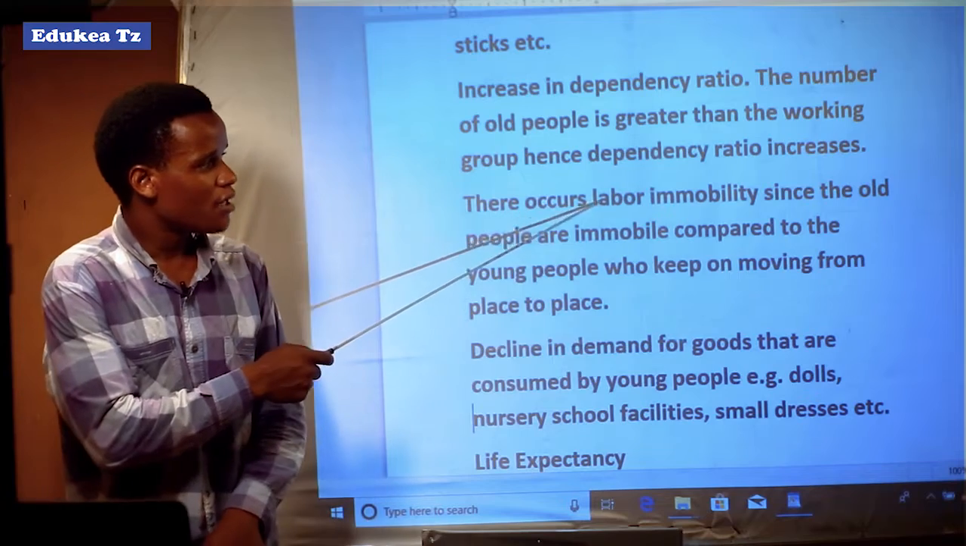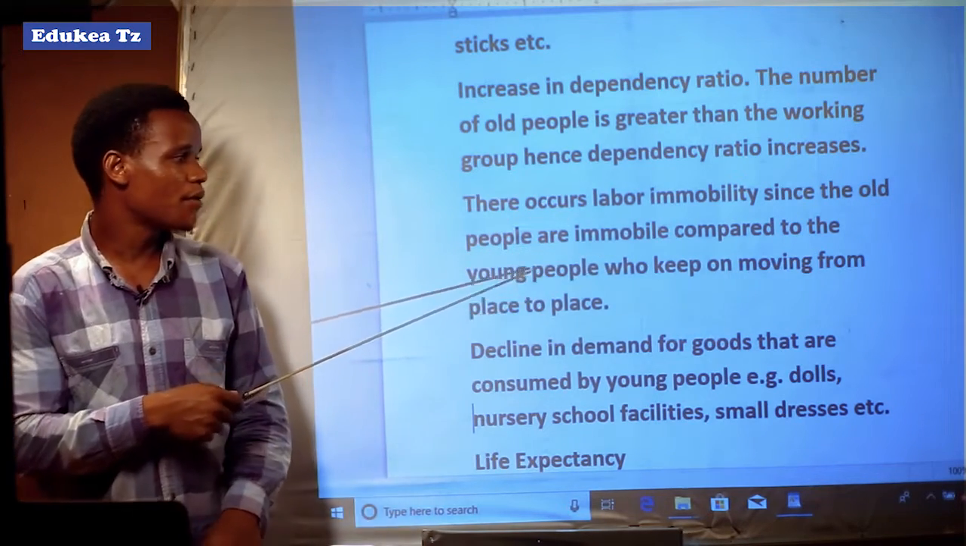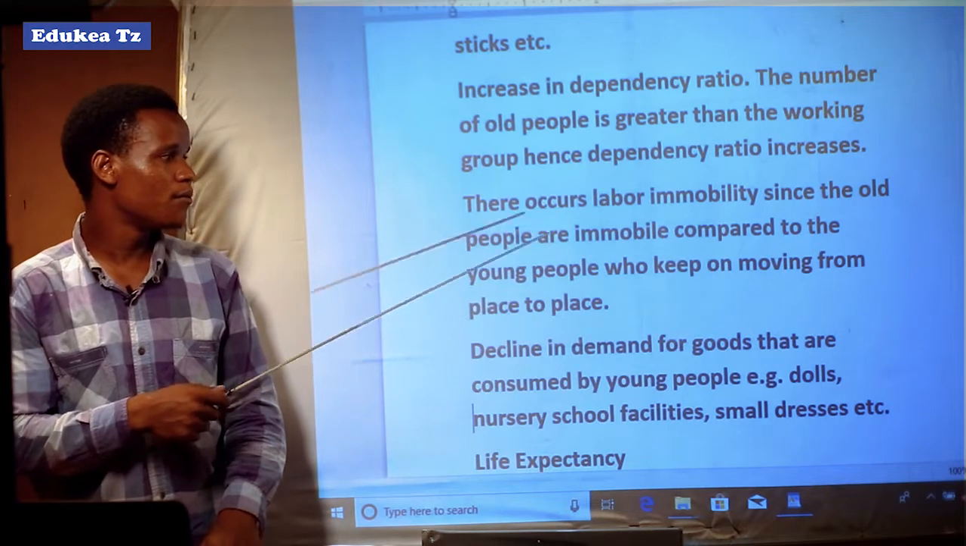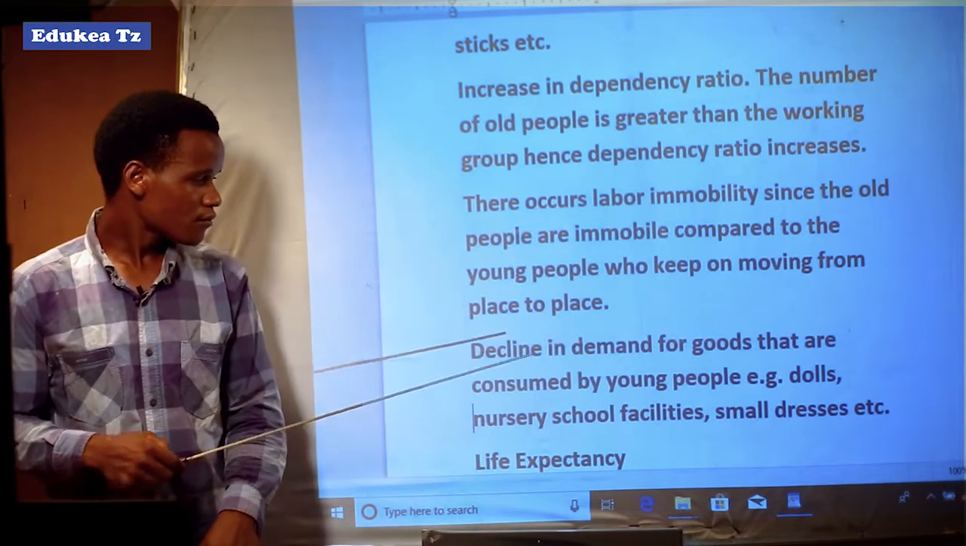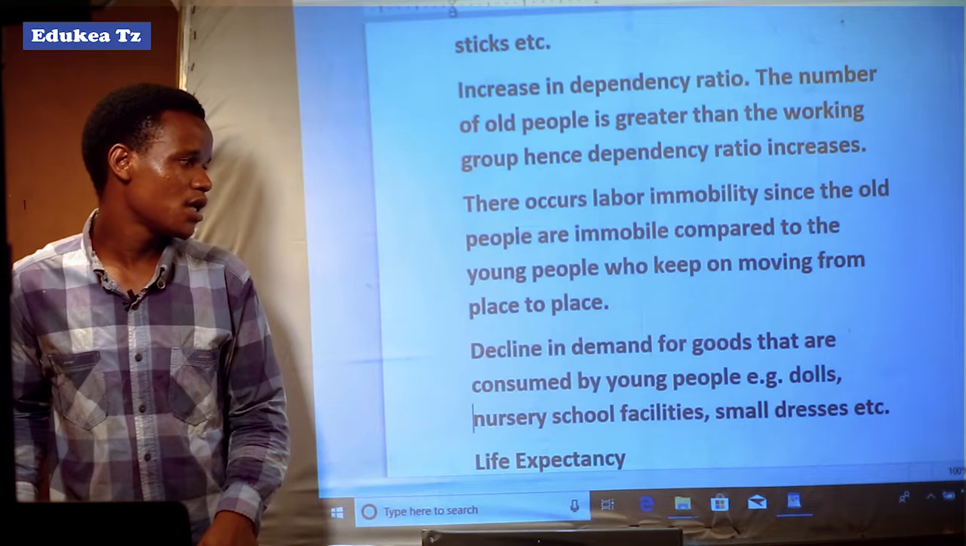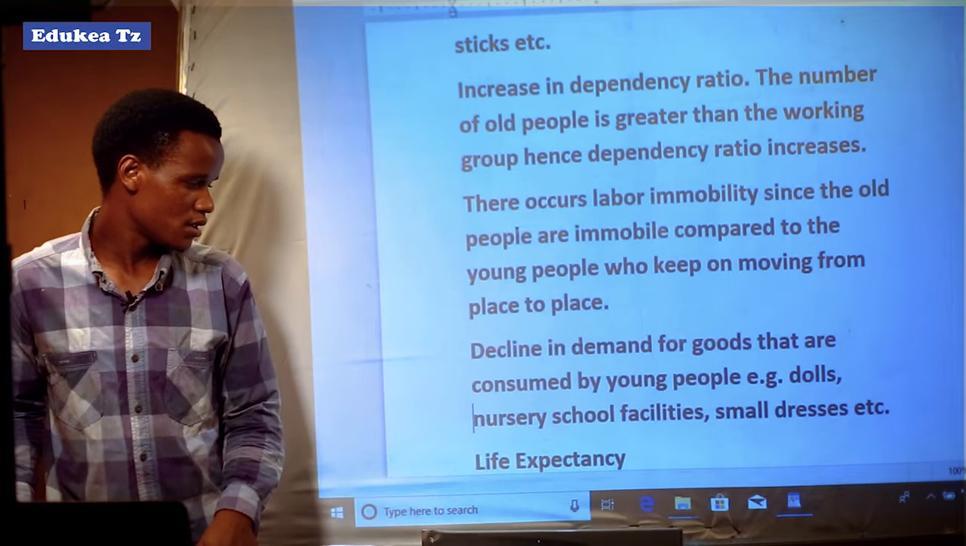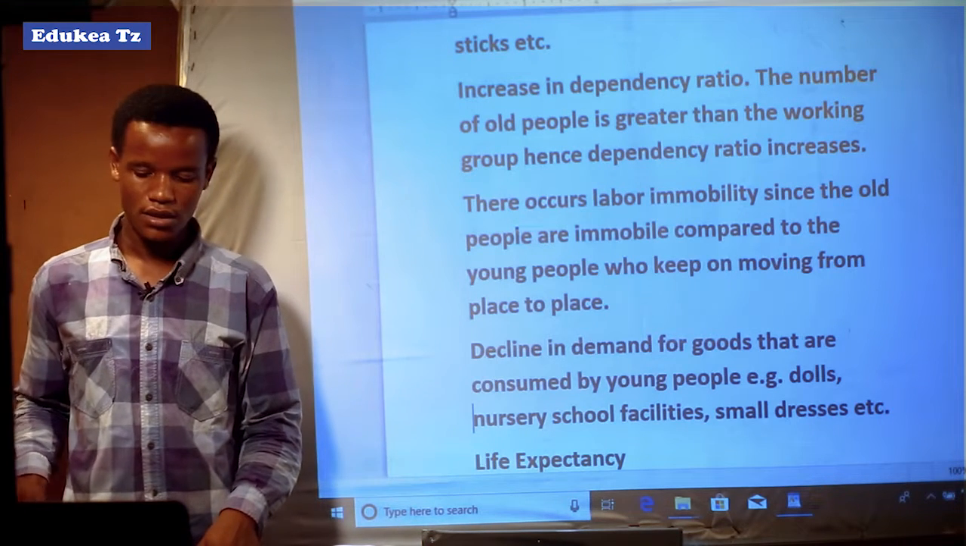There is also labor immobility, since old people are immobile compared to young people who keep on moving from place to place. There is also a decline in demand for goods that are consumed by young people, for example dolls, nursery school facilities, small dresses, and so on.